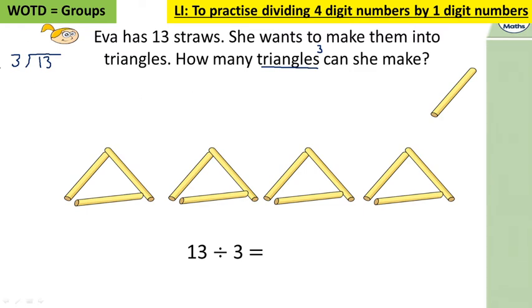If we're doing this in the bus stop method, how many 3s go into 1? 0, because you can't get a group of 3 out of 1. How many 3s go into 13? 4, because 3 times 4 is 12. 13 take away 12 is 1, so you've got 1 left over: 4, remainder 1.